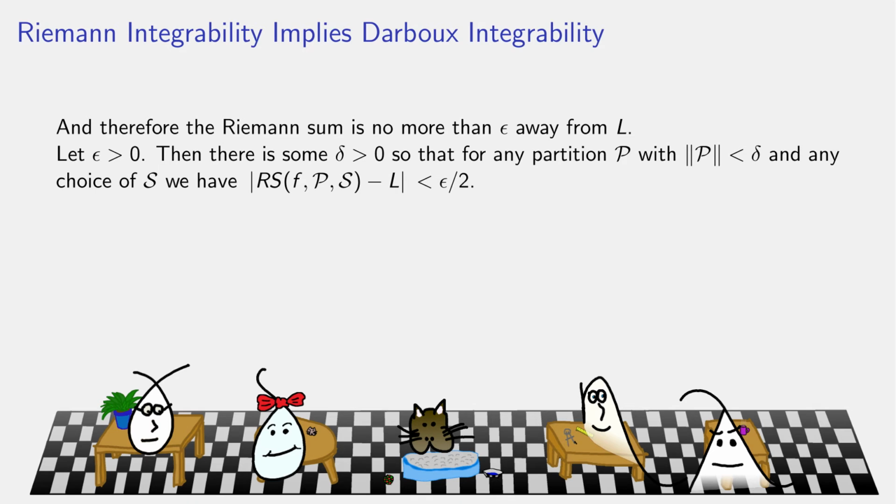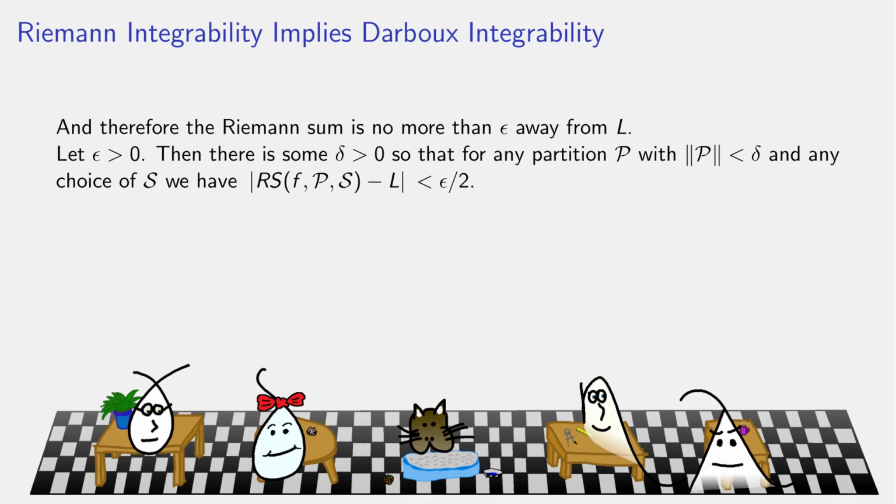And I should have mentioned that that does conclude the proof that Darboux integrability implies Riemann integrability. We were able to force the Riemann sum, regardless of choice of sample points, to be within epsilon of L, provided that the norm of the partition was less than some delta, and that's the definition of Riemann integrability. So now we can start going the other way.